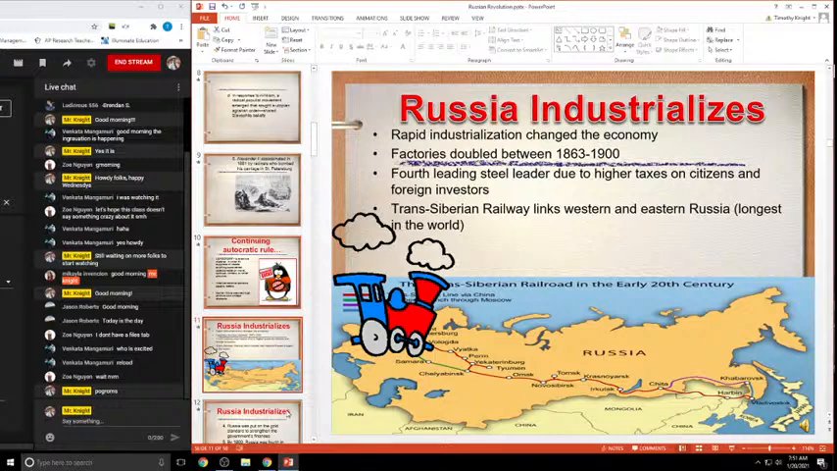Russia starts to industrialize in the late 1800s by building railroads, in particular using German investments. A number of German industrial investors began dumping money into Russia to help them build railroads. They start to rapidly industrialize, which changed the economy and Russian society really quickly. Factories doubled between 1863 and 1900 at the start of Nicholas II's rule. They ended up becoming the 4th leading steel producer due to higher taxes on citizens and foreign investment.